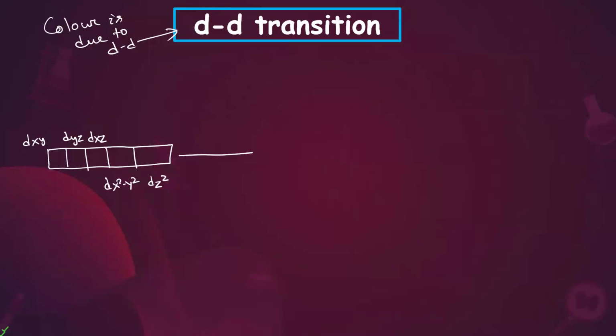Initially, you have 5 d orbitals. In coordination chemistry, we will also see this. Those are dxy, dyz, dxz, dx square minus y square, dz square. These are the 5 d orbitals. When in compounds or ions, how do they behave? Now they split into two parts.